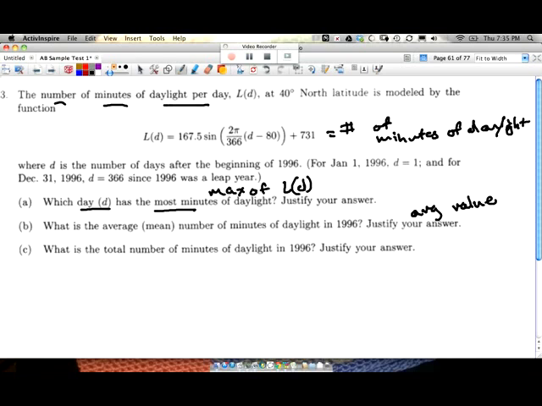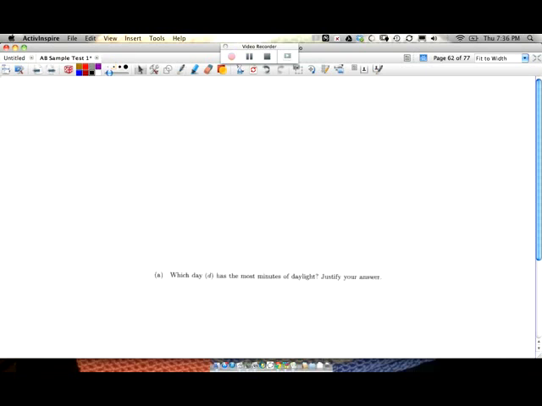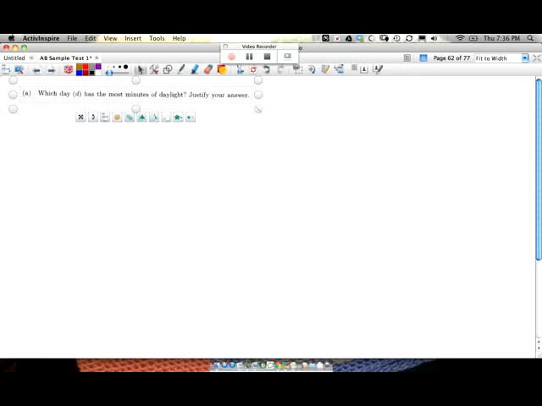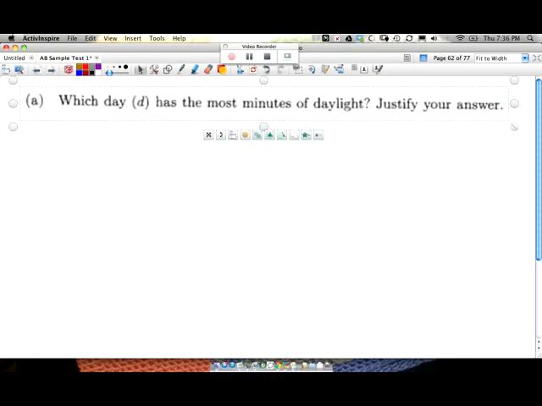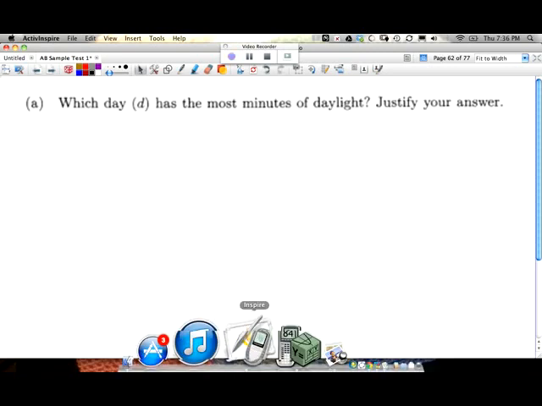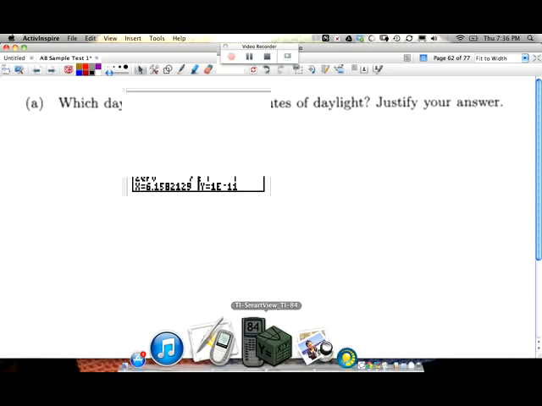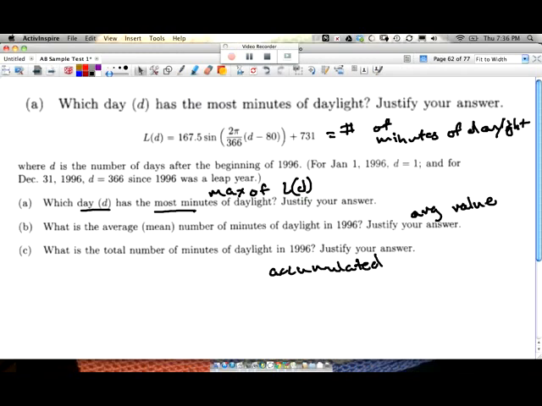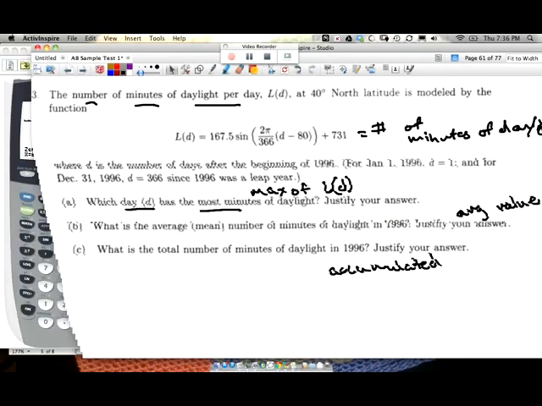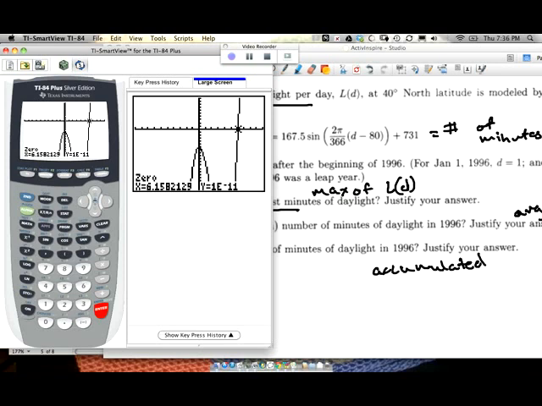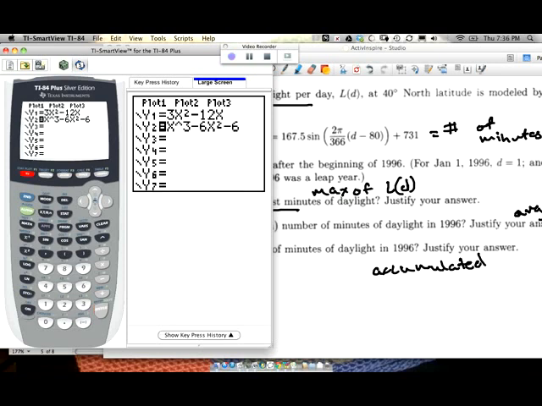What is the total number of minutes of daylight in 1996? That's the accumulated value. Okay, so let's see what we would get. First, what's the most minutes of daylight? Oh my goodness. Well, it looks like we're going to have to put this in our graphing calculator. Let's go back and look at the function.